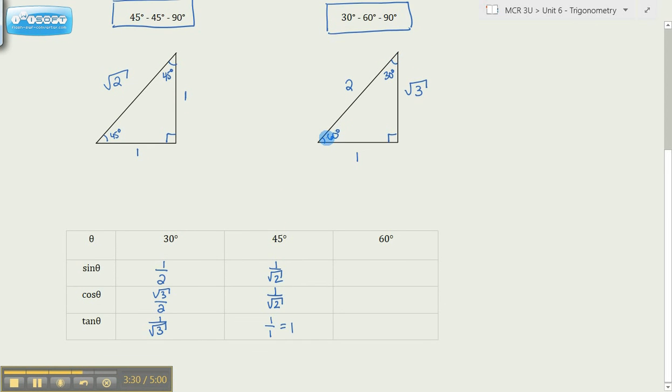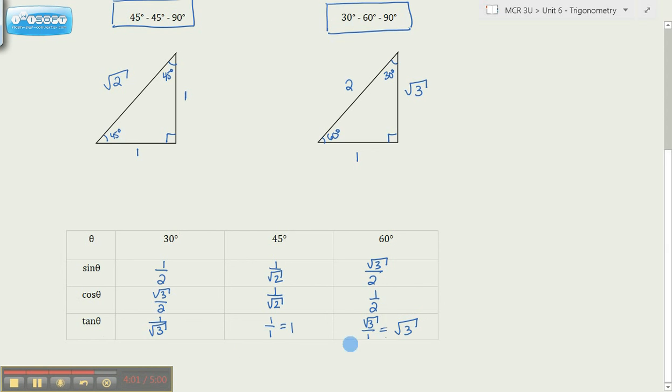Now, if I figure out the other angle, 60, I can find the exact ratio for this one as well. For sine of theta, it's opposite over hypotenuse, which is root 3 over 2. For cos of 60 degrees, it's adjacent over hypotenuse, which is 1 over 2. And finally, the tan of 60 degrees is opposite over adjacent, which is root 3 over 1. Root 3 over 1 is simply root 3.